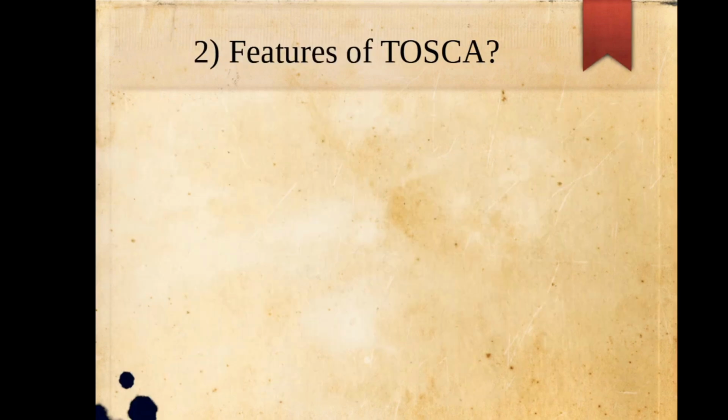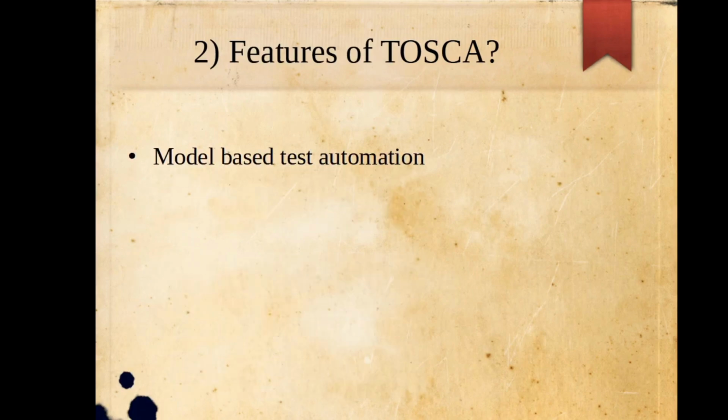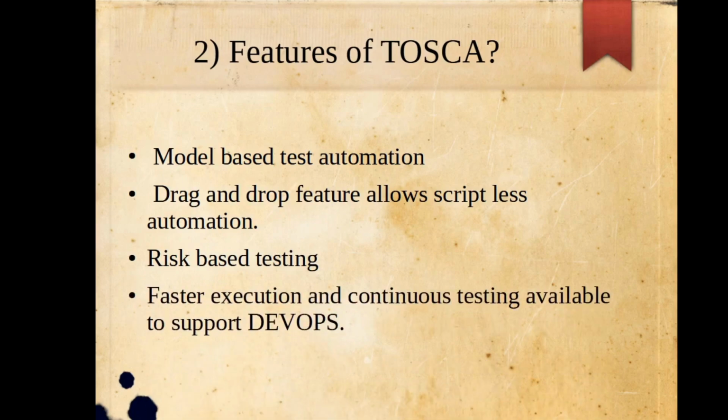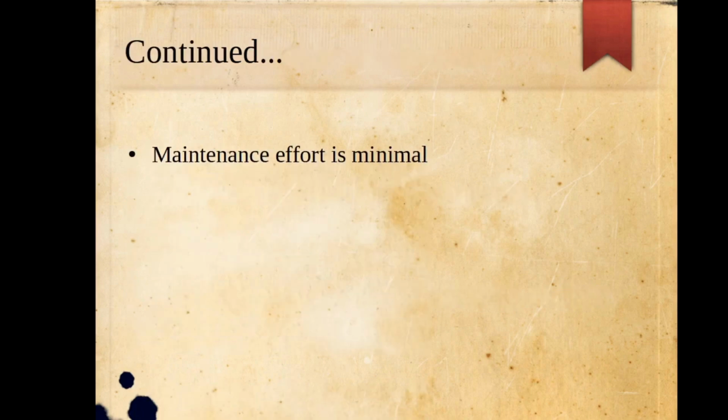Now we are going to discuss what are the features of Tosca. So first feature is model-based test automation, drag and drop feature which allows scriptless automation. We have risk-based testing. We have faster execution, and continuous testing is also available to support DevOps. The maintenance effort is minimal. We have dedicated support. We can always contact Tricentis if we are facing any technical issue.